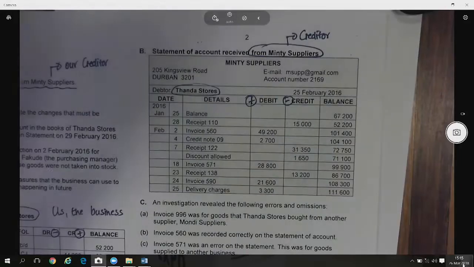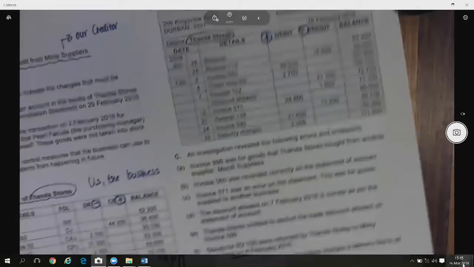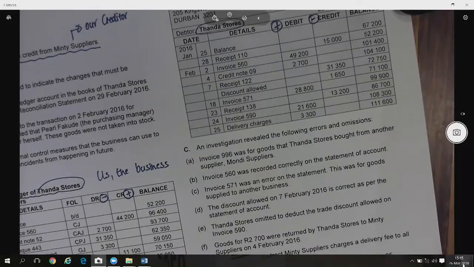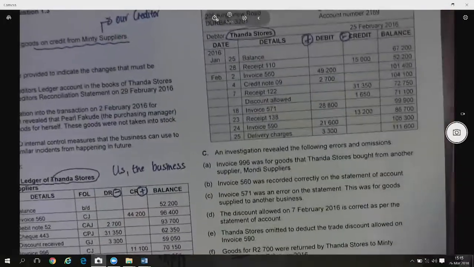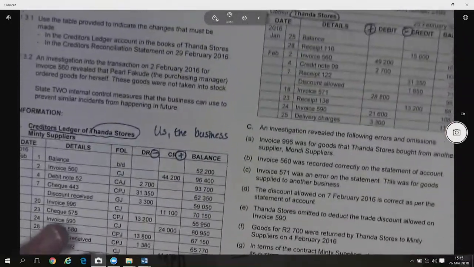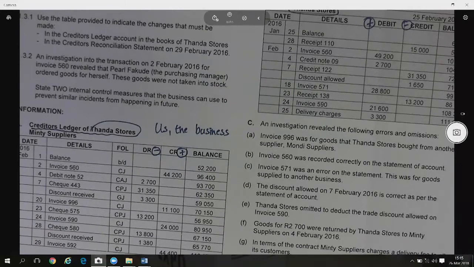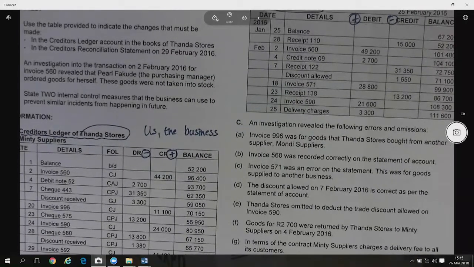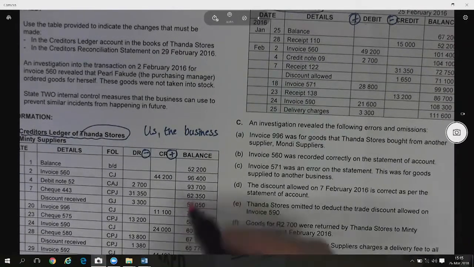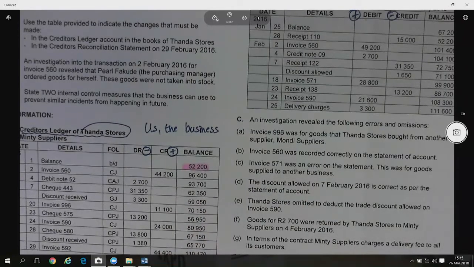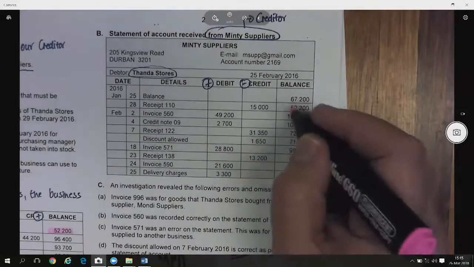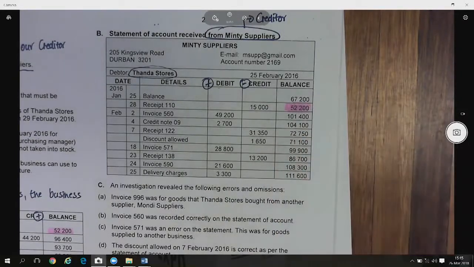Okay, what I'm going to do, I'm going to quickly tick, because we must first tick, otherwise we don't know what is where. Okay, let me quickly tick. I just want to show you one thing. Can you see that the balance of 52,200? It's only after one transaction that the balance is there, 52,200.